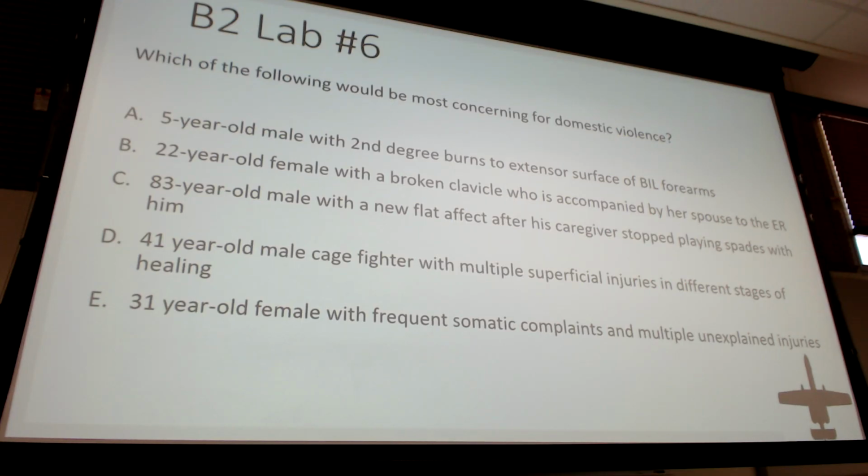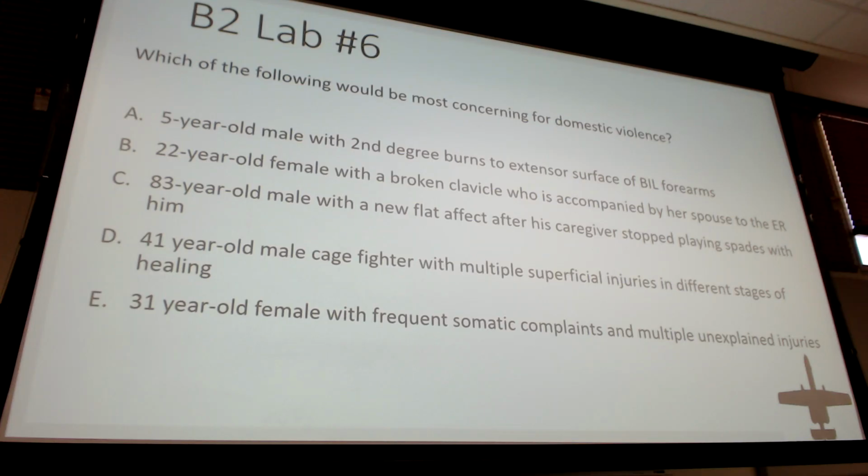Good. 41-year-old male, cage fighter. Adult, male, cage fighter. His name is Kip, with multiple superficial injuries in different stages of healing. Ooh, they're using buzzwords now. Different stages of healing, is that a buzzword? Is that something where you go, different stages of healing? It's explained by itself, and it's a better explanation, in that everybody knows he's trained to be a cage fighter.